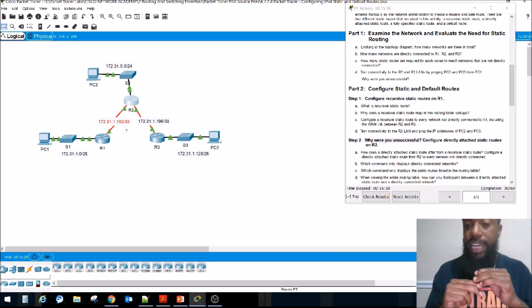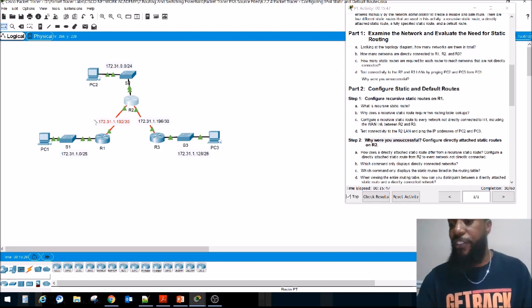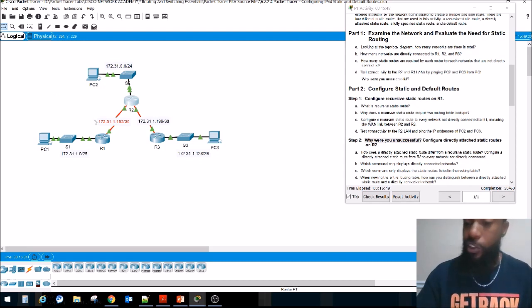Configure a directly attached static route from router 2 to every network not directly connected. So I'm finna show y'all now. Yes, I said finna. And I'm originally from New York, believe it or not.